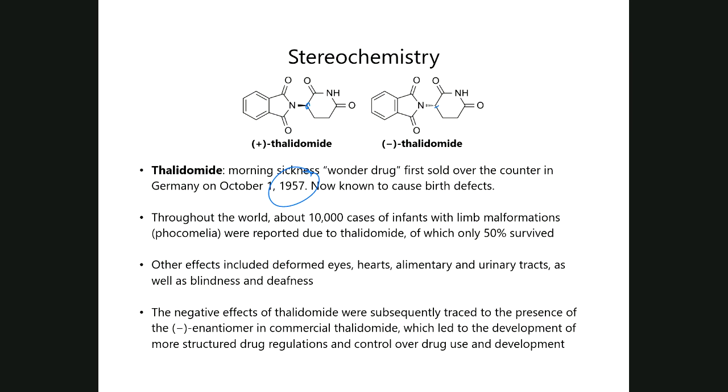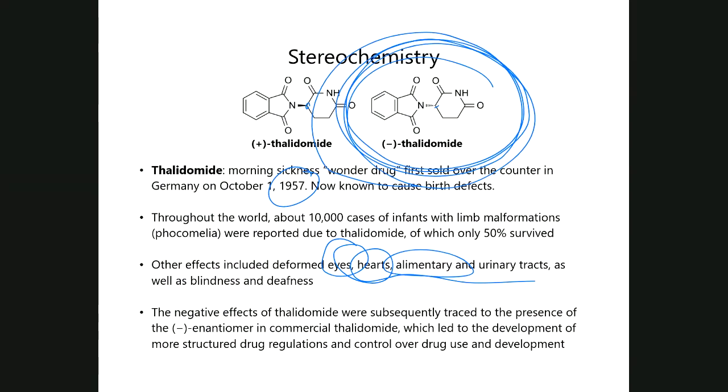What kinds of malformations? Things that you don't even want to know about, but deformed eyes, hearts, all kinds of horrendous deformities. Many babies, unfortunately, were born and did not survive. Others that did survive didn't live for long, and some did live into higher ages. All kinds of deformities, all kinds of problems. Ultimately, it was traced back to the levorotatory thalidomide in the mixture.